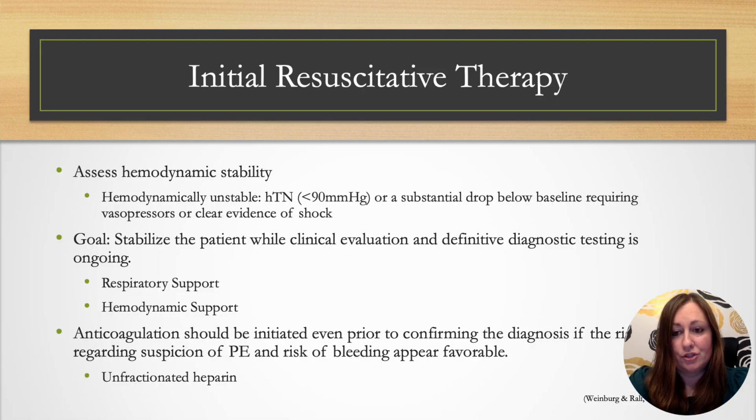The initial approach to suspected PE should focus on stabilizing the patient while clinical evaluation and definitive diagnostic testing are done. The first step is determining the patient's hemodynamic stability. A patient who is hemodynamically unstable is hypotensive or has clear evidence of shock. As mentioned earlier, the diagnostic approach is determined by the patient's stability. A patient who is unstable should have bedside echo or venous duplex ultrasound to diagnose the PE, while a stable patient should have labs drawn, especially a D dimer, and then be transported for a CTA or VQ scan.